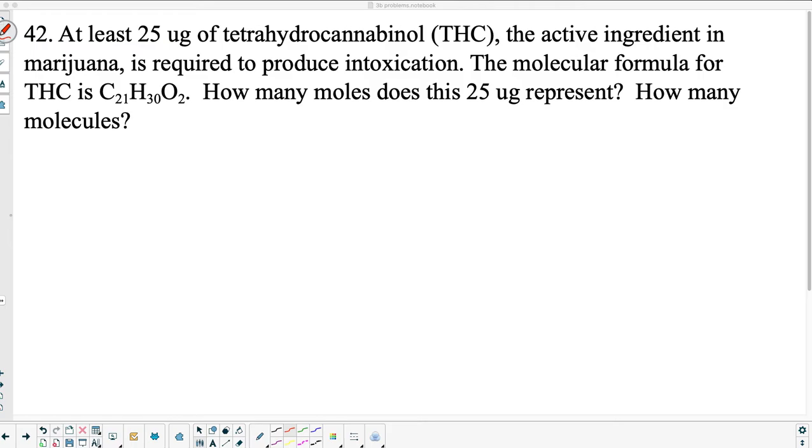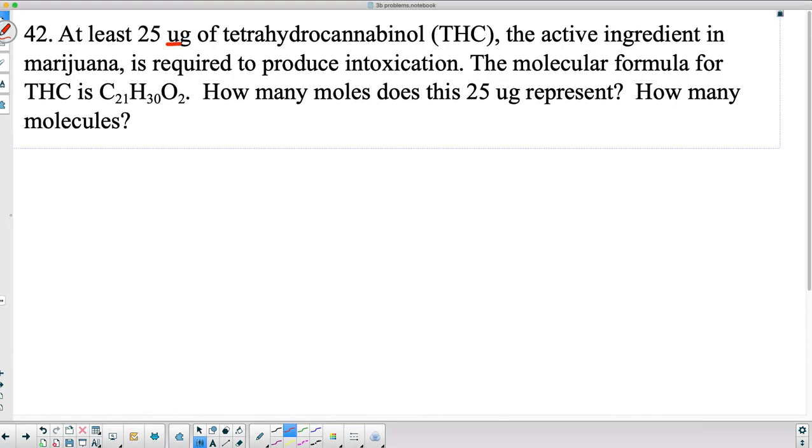Class, this is problem number 42 for the 3B problem set. At least 25 µg, this right here is the µ, or the one that looks like that, for micrograms of tetrahydrocannabinol, the THC, the active ingredient in marijuana, is required to produce intoxication. The molecular formula for THC is C21H30O2. How many moles does this 25 micrograms represent? And how many molecules? So now we got another how many molecules question again.